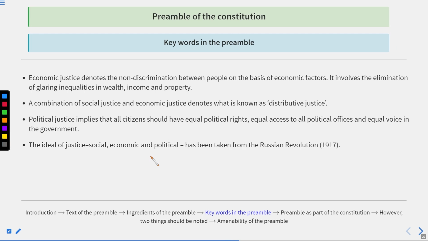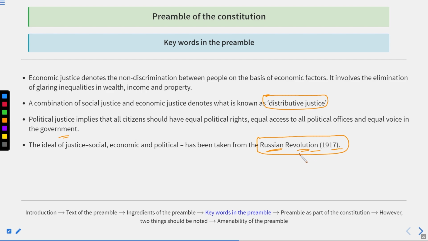Economic justice denotes non-discrimination between people on the basis of economic factors and involves the elimination of glaring inequalities in wealth, income, and property. The combination of social justice and economic justice denotes what is known as distributive justice. Political justice implies that all citizens should have equal political rights, equal access to all political offices, and equal voice in the government, as we had discussed. The ideal of justice, social, economic, and political, has been taken from the Russian Revolution.